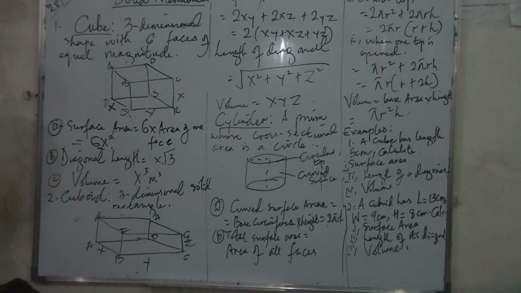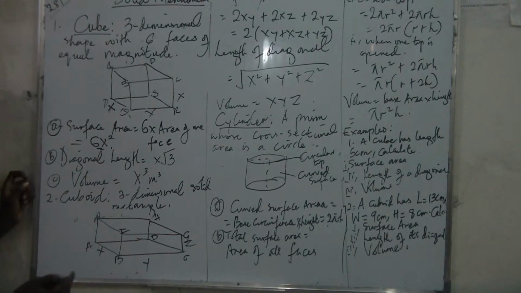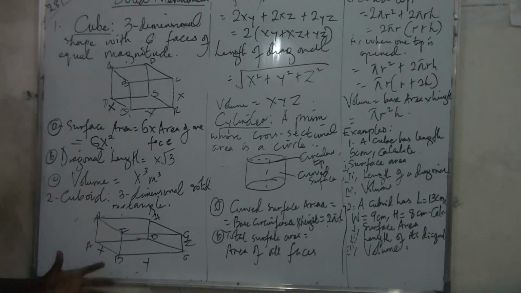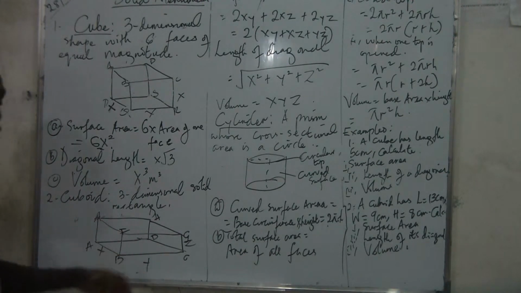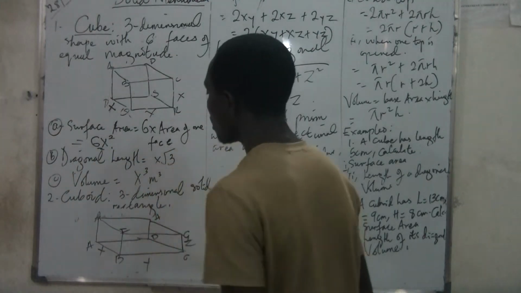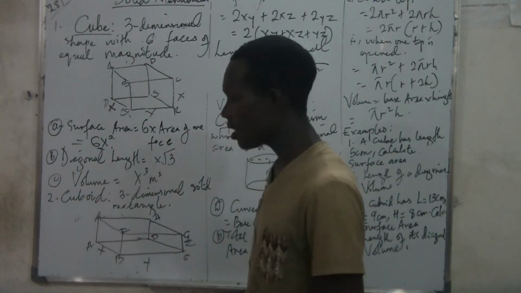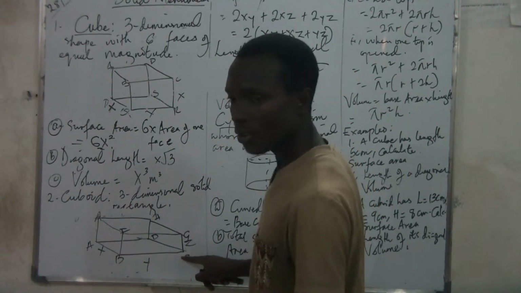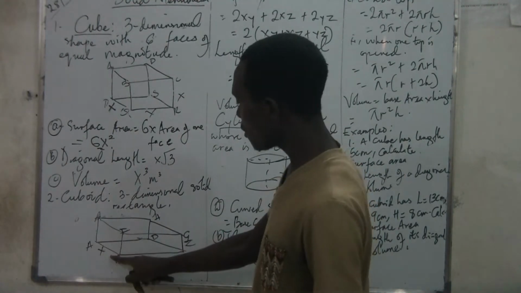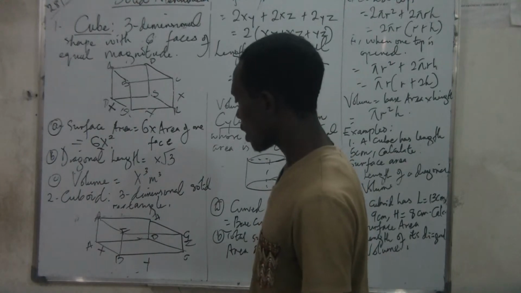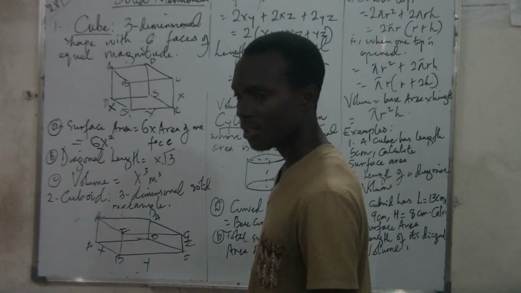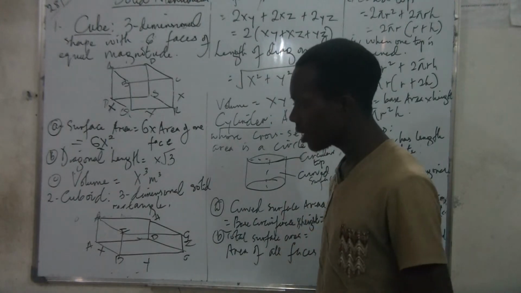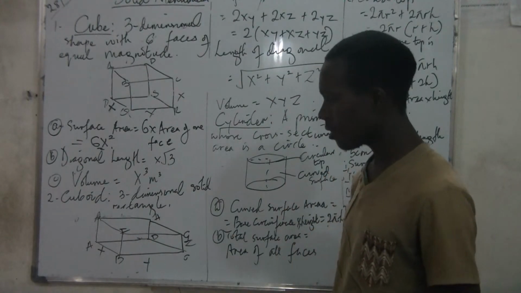And how many vertices does it have? It still has 8 vertices and 12 edges. When we measure the surface area, this is the length, do you understand? This is the width, and this is the height for a shape like this.